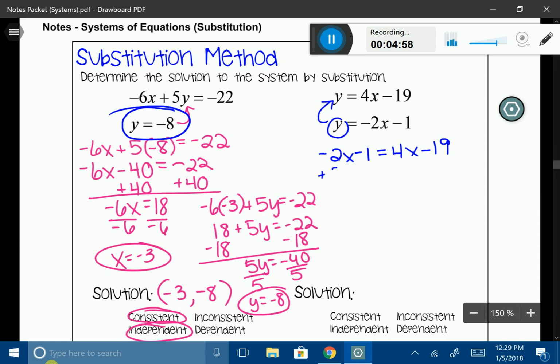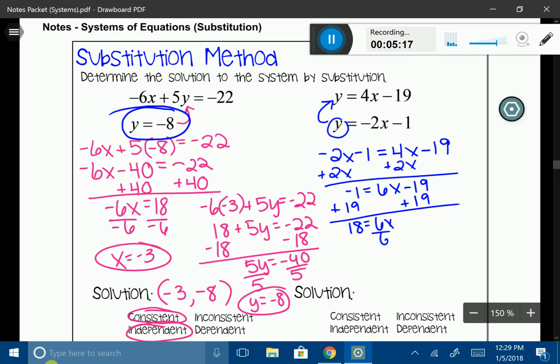A couple of things I could do here. I'm going to go ahead and start by adding 2x to both sides. But this is just a multi-step equation, so you can go any avenue that you'd like. And then I'm going to add 19 to both sides. So that's going to give me 18 equals 6x, and I'm going to divide both sides by 6 to give me x is equal to 3.